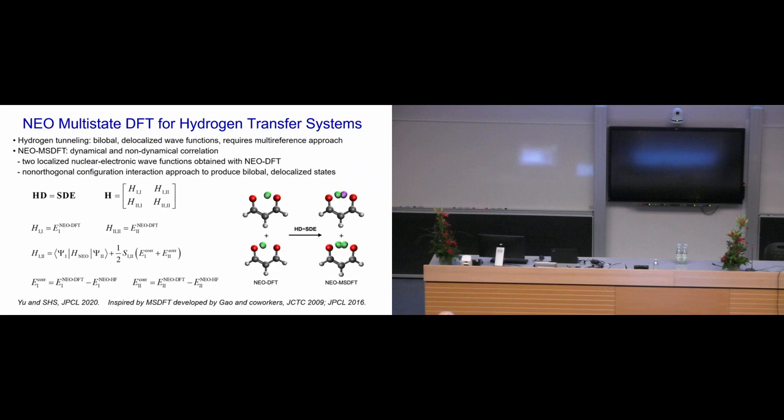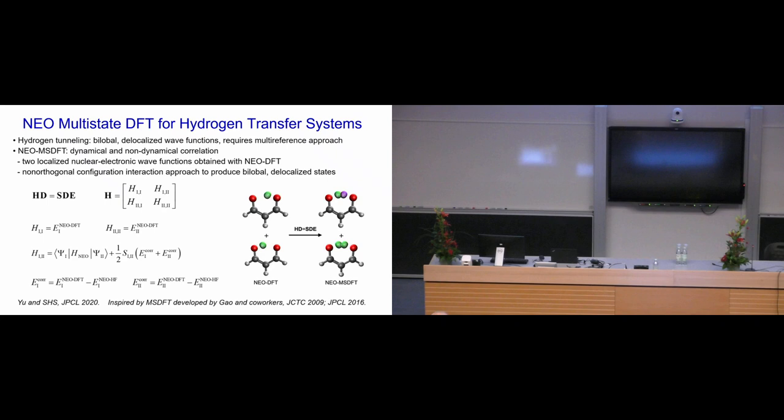So what we do is we say, all right, let's do two NEO-DFT calculations on something like malonaldehyde, right? We get two localized states, one on the left, one on the right. And that's the dynamical correlation in there. And then we say, all right, let's do a two-state non-orthogonal configuration interaction to mix these to get the symmetric and anti-symmetric bilobal wave functions. The energy difference between these two, that's the tunneling splitting. Right? So all we're doing is really diagonalizing a 2x2 Hamiltonian.